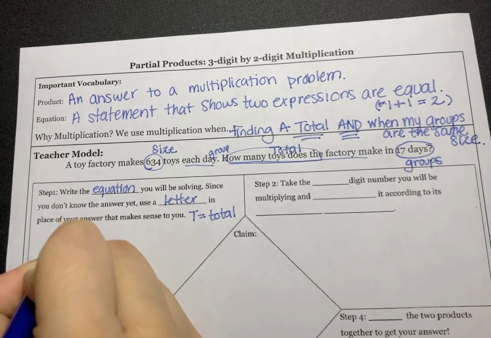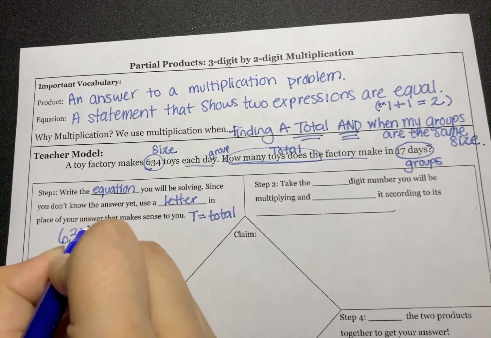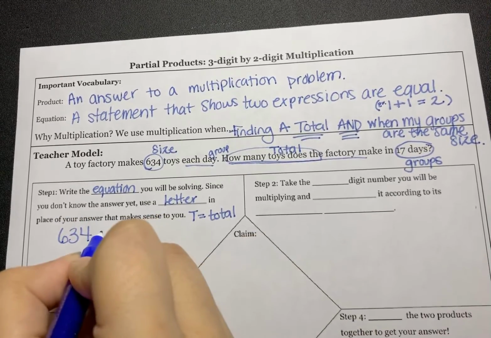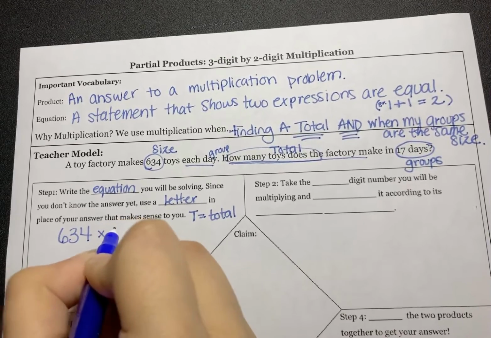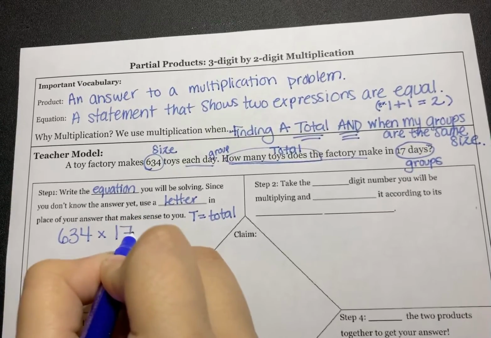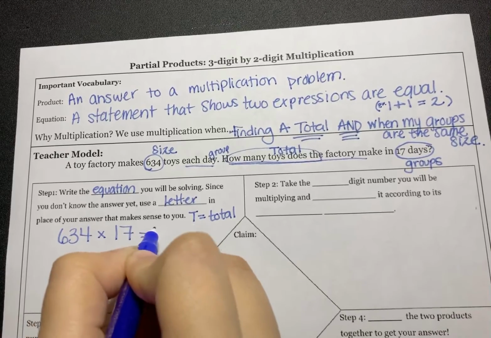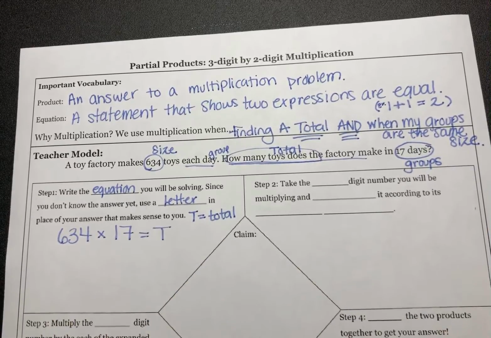So let's go ahead and write our equation. We know we have 634 toys that are made in a day. And we're going to be multiplying that by the 17 days that we have to make the toys in order to find the total toys made in 17 days.